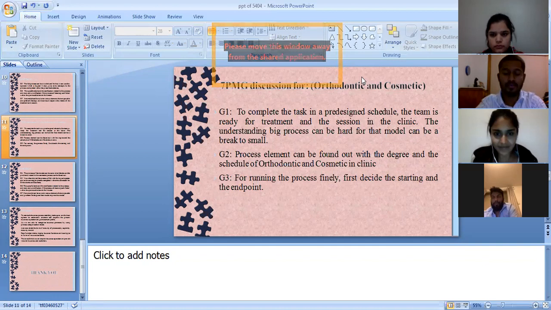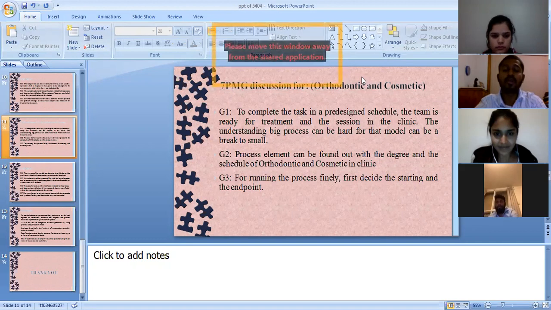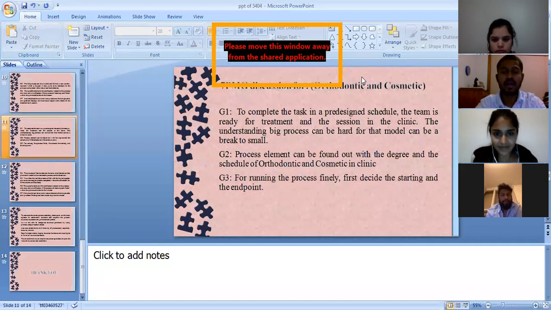As we know, the guideline 2 says to minimize the routing paths. So here, to minimize this process, all the ongoing patients are being given a schedule as the session is only for 2 hours. And coming to the third one, for running the process, first decide the starting and the end point.